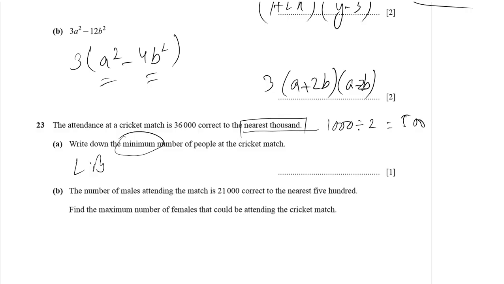So the lower bound of 36,000 would be 36,000 minus 500. Your answer would be 35,500.